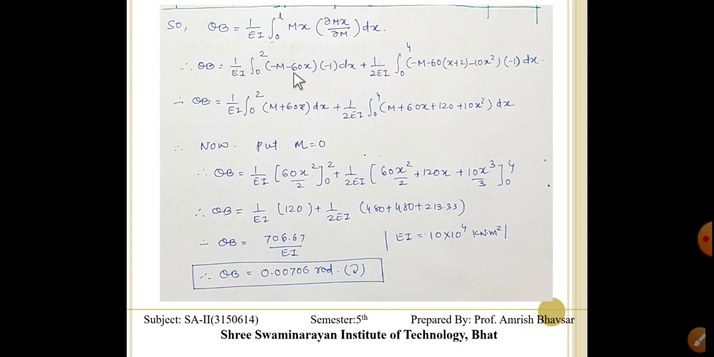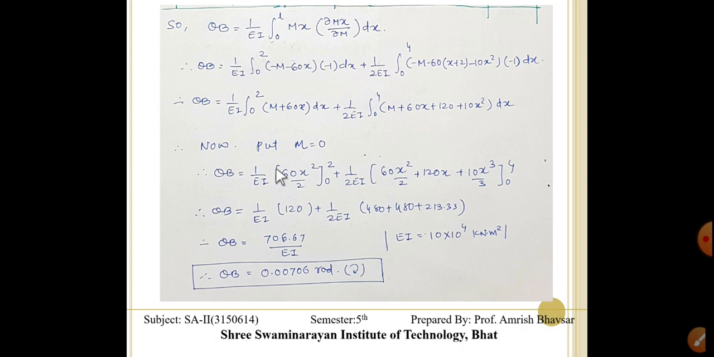So multiplying these two we will get theta B is equal to 1 upon EI integration 0 to 2 of M plus 60x dx, plus 1 upon 2 EI integration 0 to 4 of M plus 60x plus 120 and 10x square by 2. Now we put the value of M as 0, because there is no moment, so the value of that moment is 0 over here.